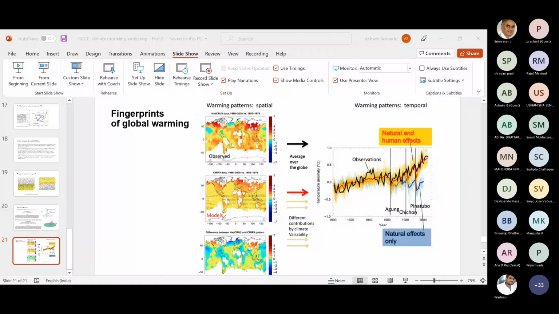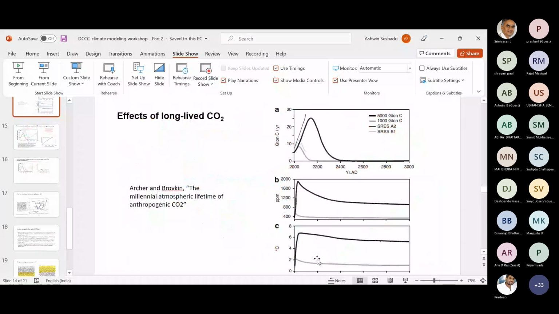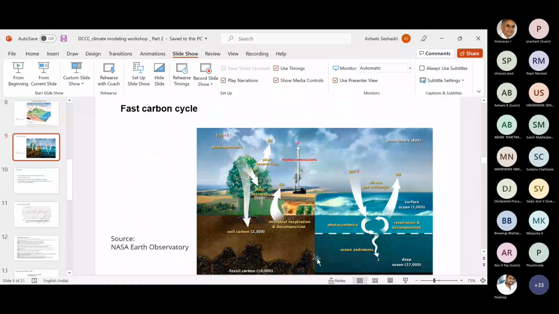So there's a question, what about microbial respiration? I think that will be included here in this budget.